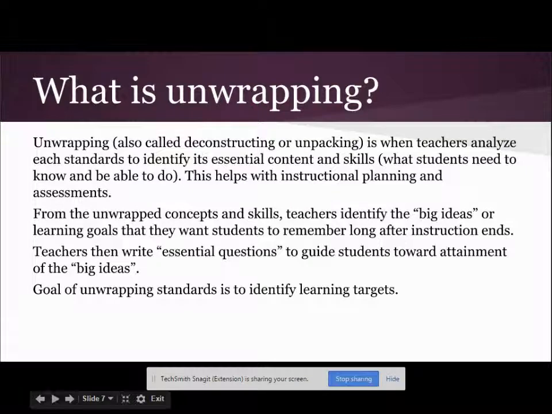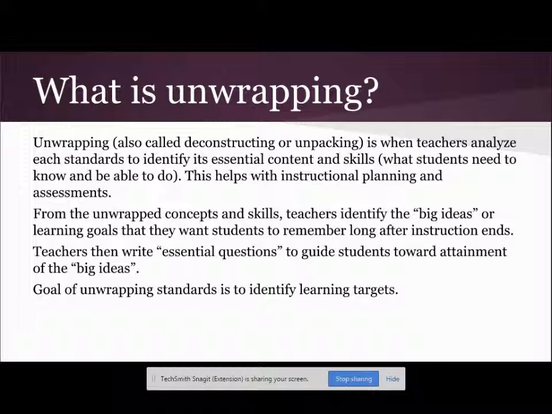So, what is unwrapping? You may have also heard it called deconstructing. You may have also heard it called unpacking standards. Those terms are used interchangeably. Unwrapping the standards helps us as teachers to put into words exactly what we want our students to know and be able to do. This will lead to deeper learning.